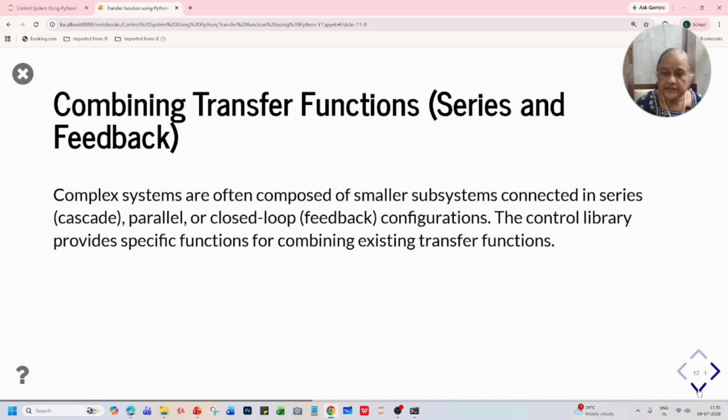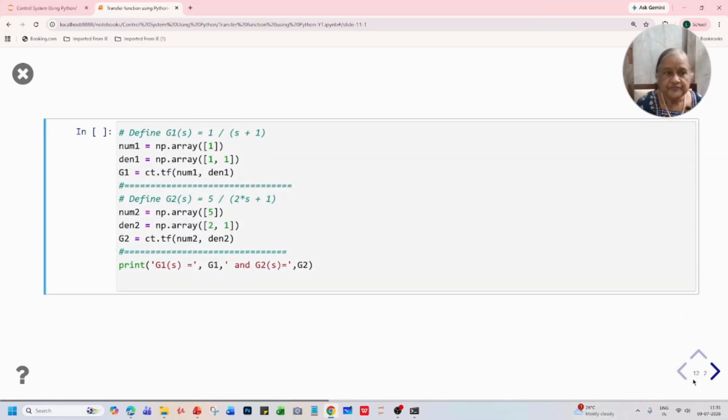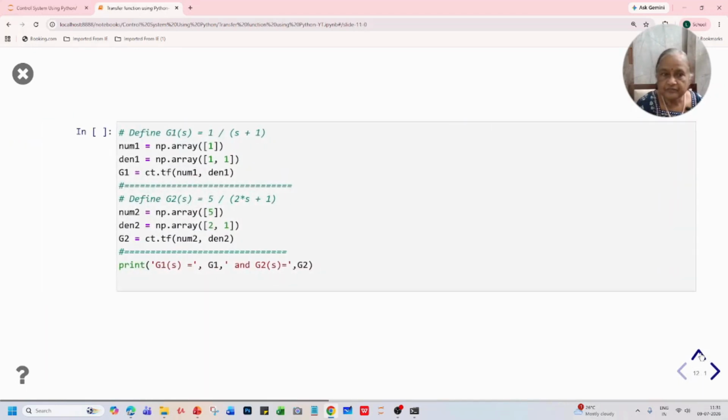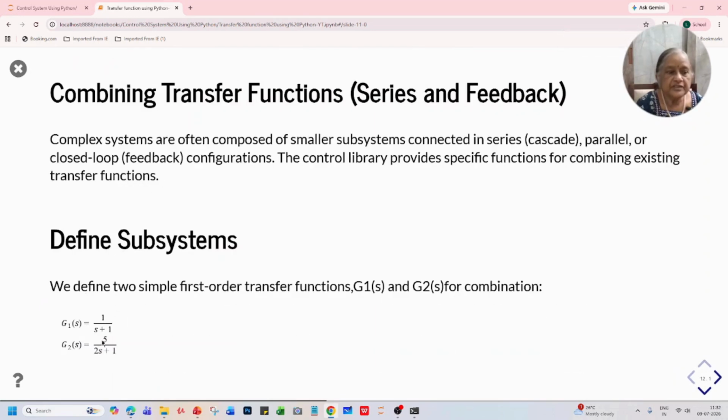So this is the necessity of having this combination of the various systems. So we shall define the systems. So we have taken two systems, G1 and G2. G1 is 1 by s plus 1 and G2 is 5 by 2s plus 1. For demonstrating the various combinations of the transfer functions, these are the two examples for the subsystems that are chosen.